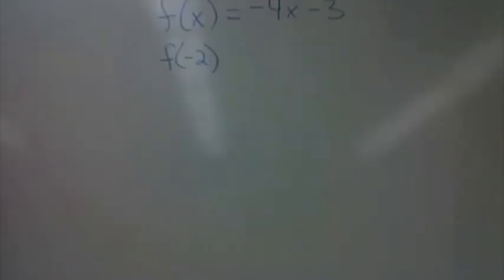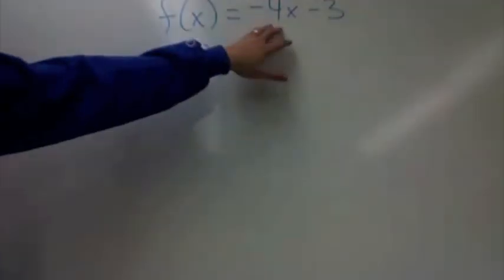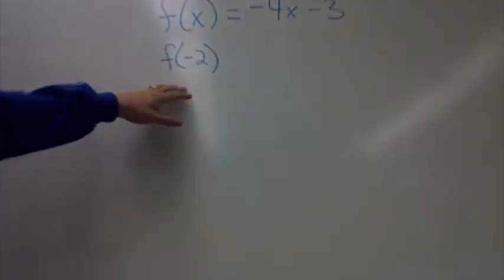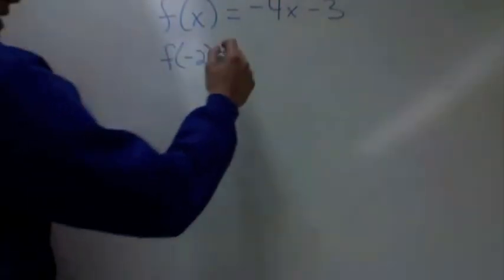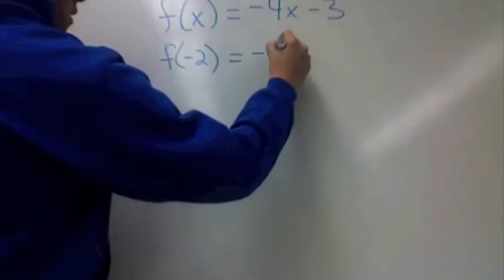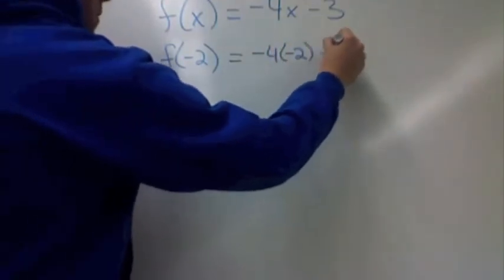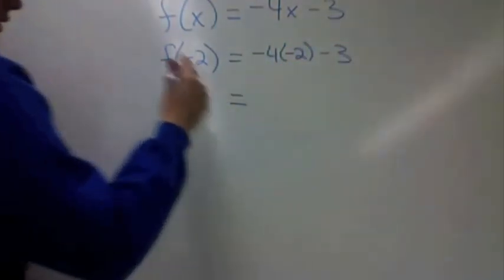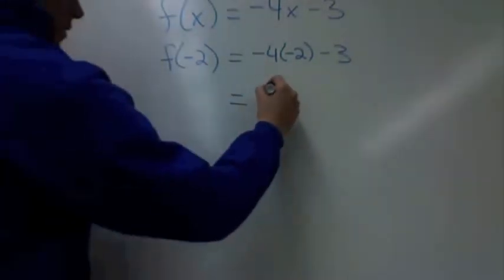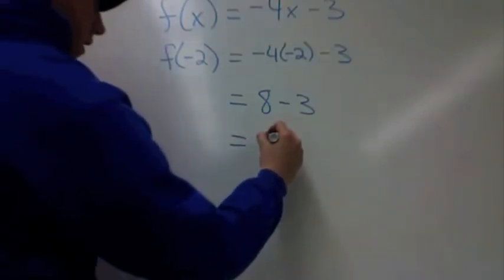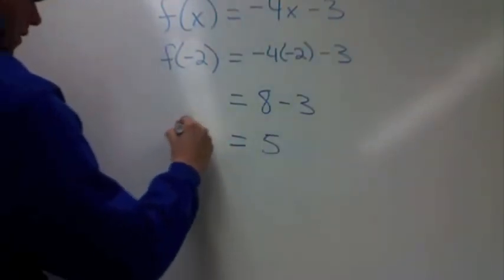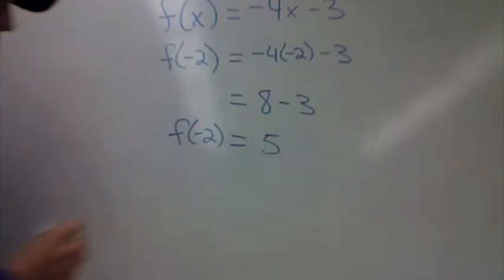Question number 9 is, if f of x equals negative 4x minus 3, find f of negative 2. So as you see, we have negative 4x minus 3, find f of negative 2. All we're going to do here is substitute negative 2 in for where x is. So we're going to get negative 4 times negative 2 minus 3. Negative 4 times negative 2 is going to give us a positive 8 minus 3. And 8 minus 3 is 5. So our final answer of f of negative 2 is 5.